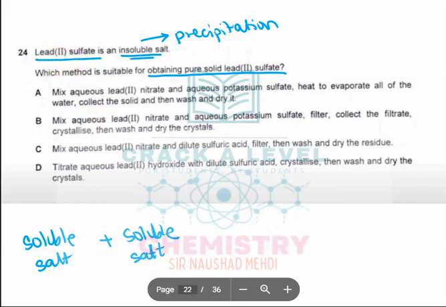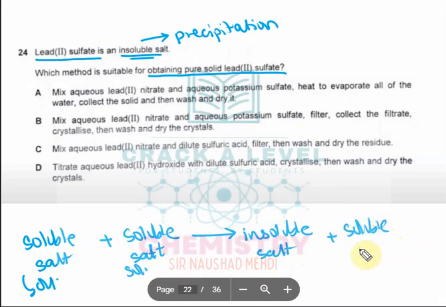Okay, so the aqueous solutions of the two soluble salts would be mixed together to obtain the insoluble salt, which would precipitate out, and you would be getting another soluble salt solution. From this soluble salt solution, you will separate the insoluble salt by the filtration method.